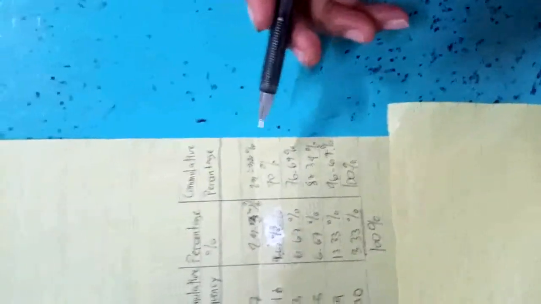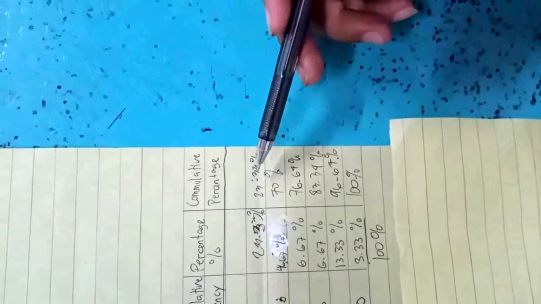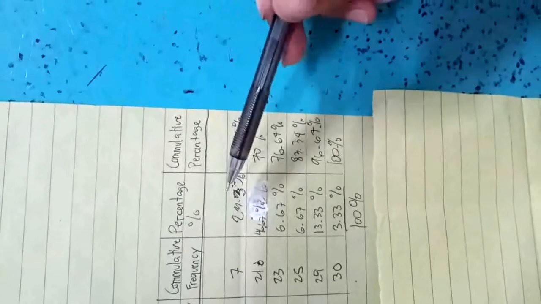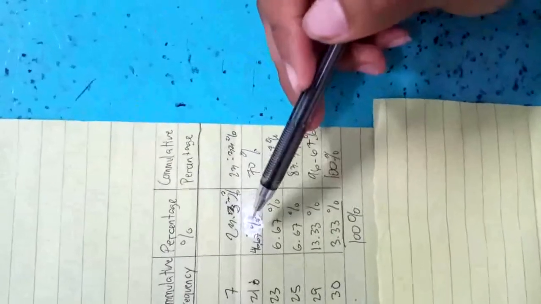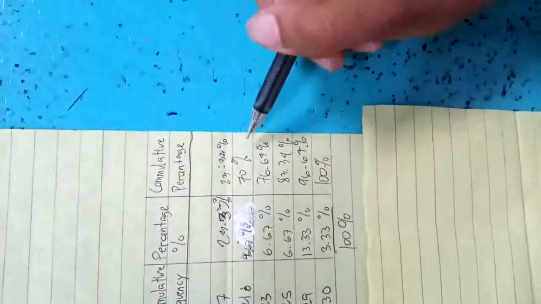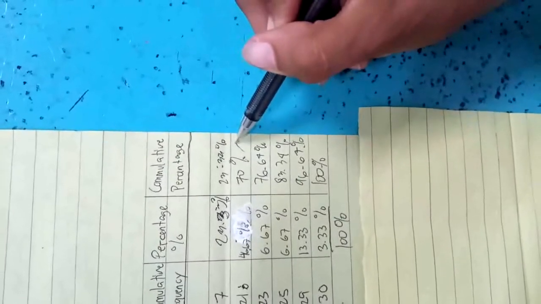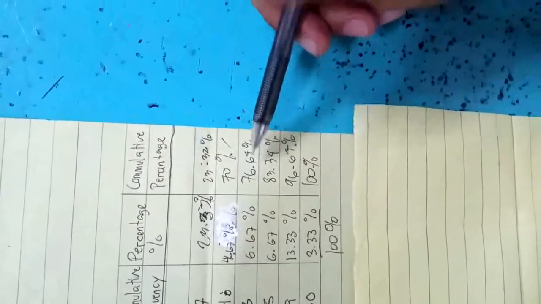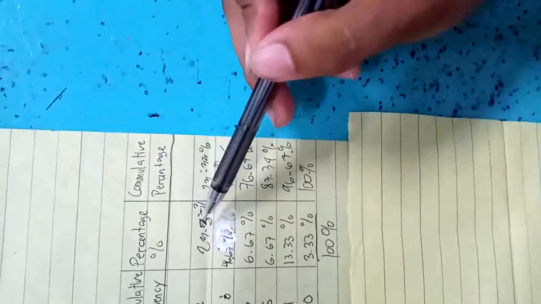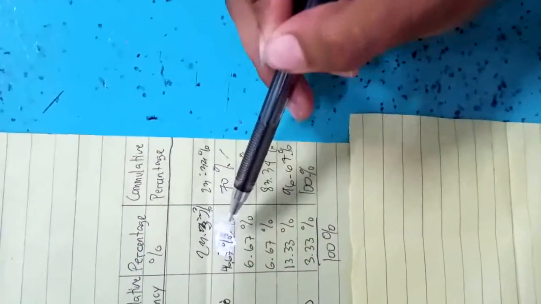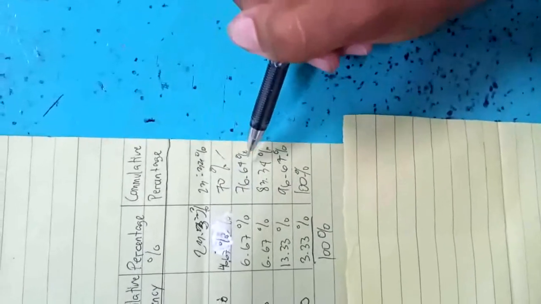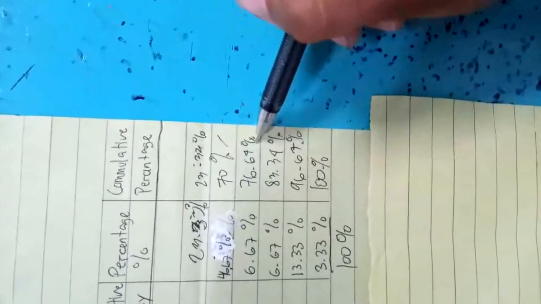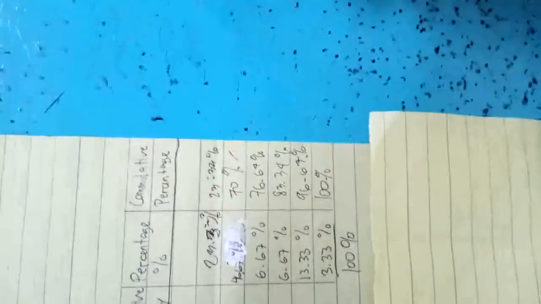So for getting the cumulative percentage, copy the first row and then add these 2, the 23.33% and 46.67%, which is equivalent to 70%. And then to get this 76.64%, add the 23.33% and 46.67%, then the 6.67%, then the answer is 76.64%, and so on until the 100%. That's all.